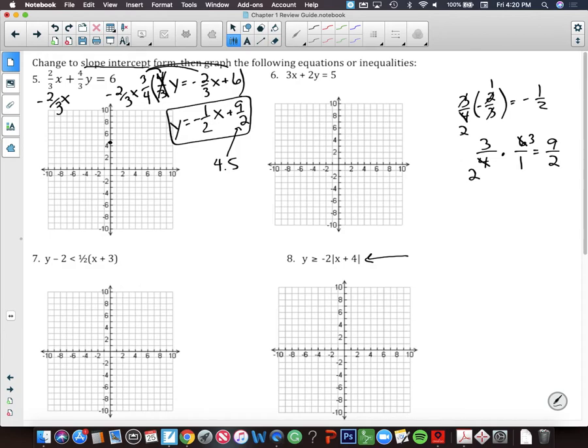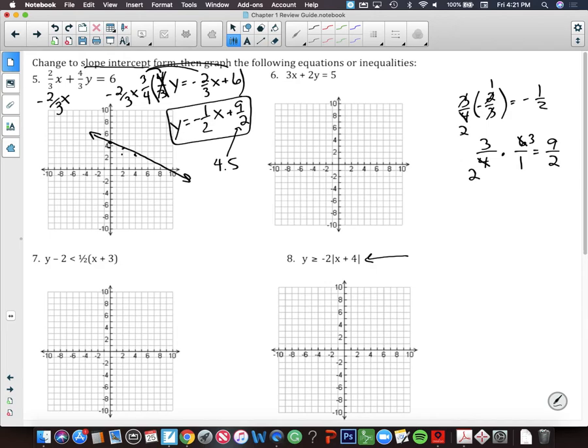Okay, so then from there you go down 1 over 2, which is our slope. So we go down 1 over 2. So we're there, down 1 over 2, right? So right there is going to be the line.